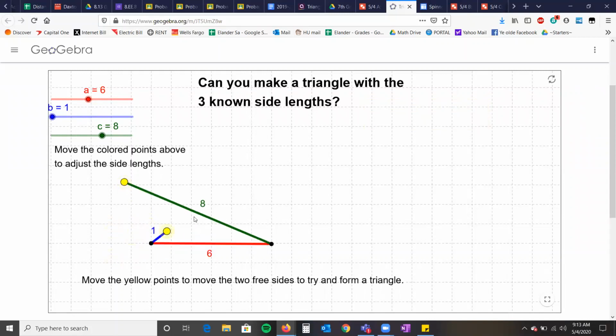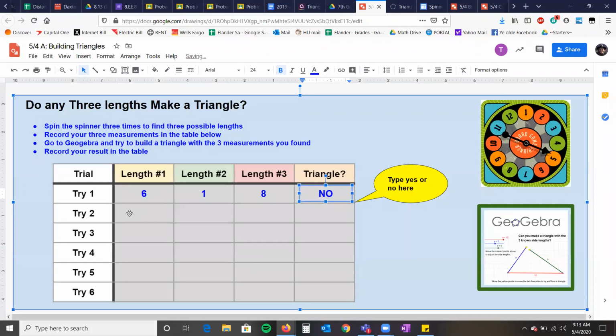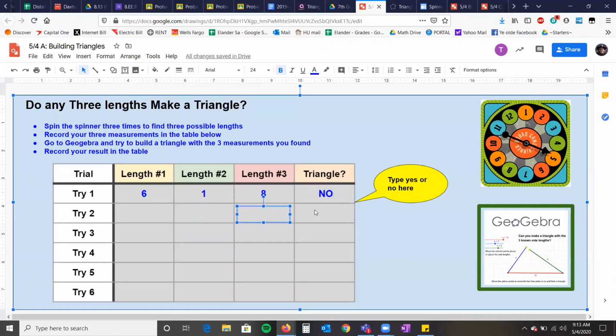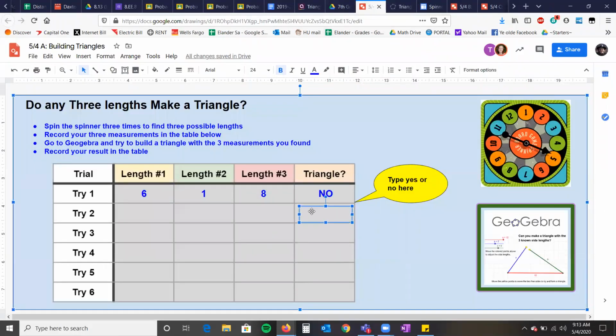So what I then say is I hop back to my page and I say, can it make a triangle? Nope. And then I go on, okay, and I do the next one. All right, so I want you guys to do that. Spin your spinner 3 times to get 3 lengths for each. And then once you've done that, use GeoGebra to check each of those and say, can you make it a triangle? Yes or no?